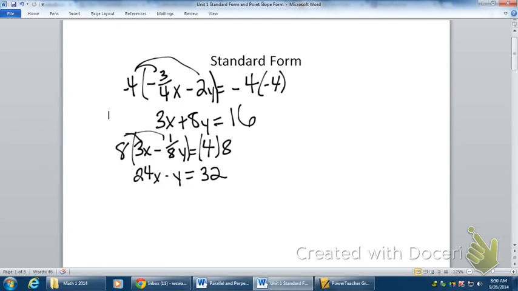Okay, also, now that we know what standard form is, we have an idea. We know that A has to be positive. We know that there cannot be any fractions, so we're good.